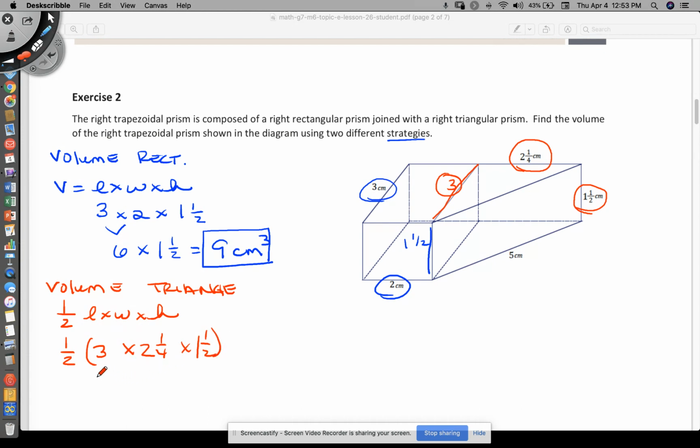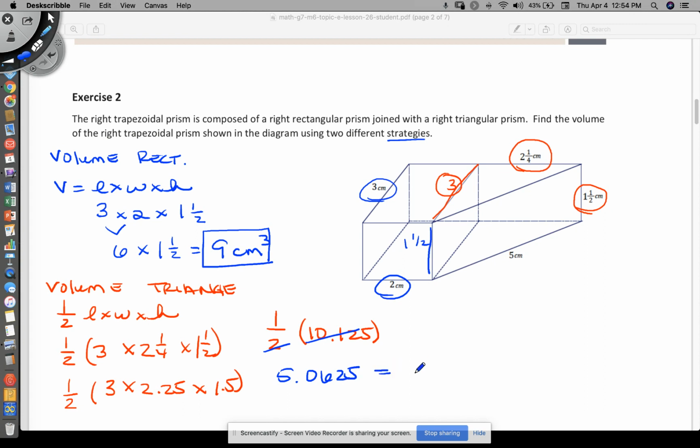Now, since none of these have repeated decimals, I don't mind going ahead and transferring those into decimal. So we're going to say 3 times 2.25 times 1.5. And when I multiply that inside, I'm going to get, I'll just move it over here, half times 10.125. Now, as we know, fractions just mean to divide. So 2 goes into this number, 5.0625, which gives me the fraction of 5 1/16 centimeters cubed. Now, if you don't know how to take a decimal like this and turn it back into fraction, then I would avoid doing this step right here because you do want your answer to be in fractional form.